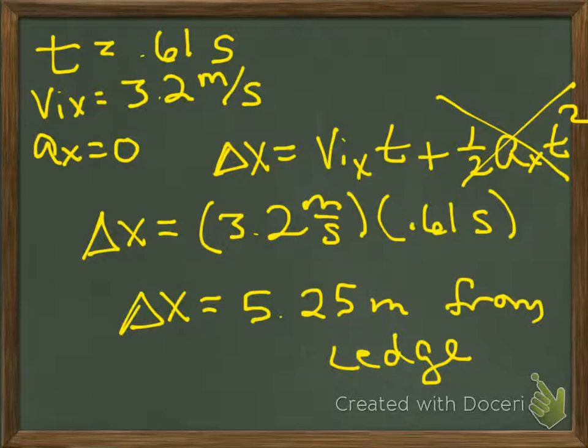Let me do one more where we don't know what the height is, but we know how far something falls off, and we know the speed. We're going to end up using the same equations as we've been using before.